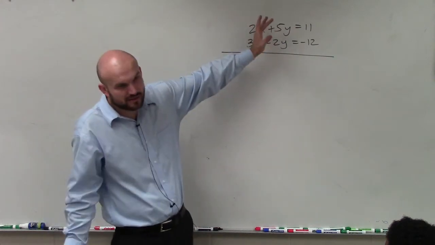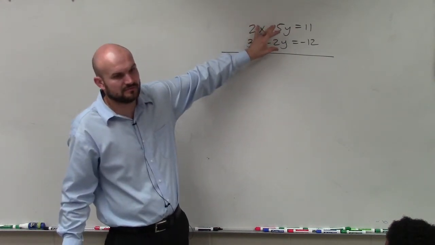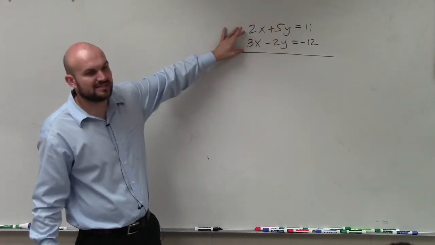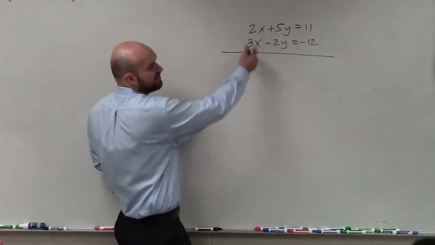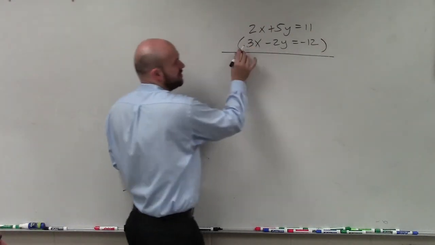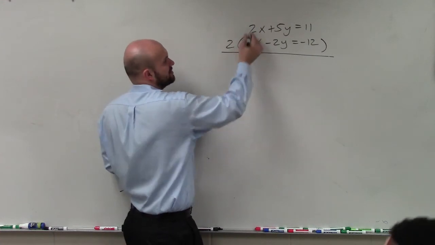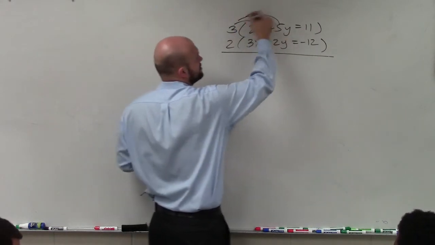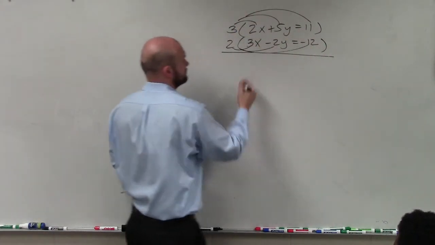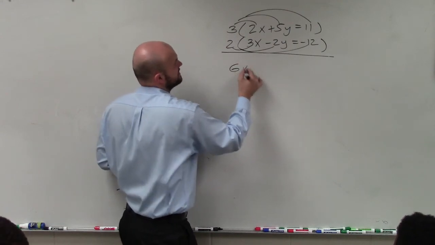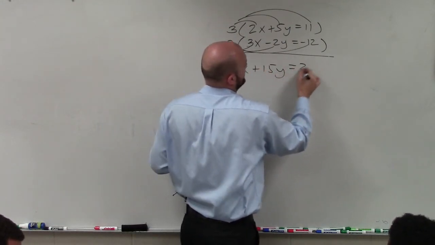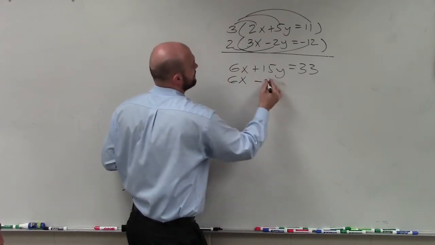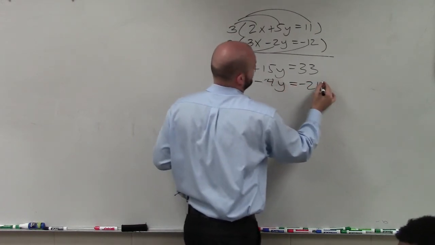If you want to use 5 and 2, though, that's fine, because 5 and 2 both divide into 10, and 2 and 3 both divide into 6. To multiply 3 to get 6, you'd have to multiply by 2. To multiply 2 to get to 6, you'd have to multiply by 3. When you do this, you apply the distributive property. Therefore, we obtain 6x plus 15y equals 33. Here I obtain 6x minus 4y equals negative 24.